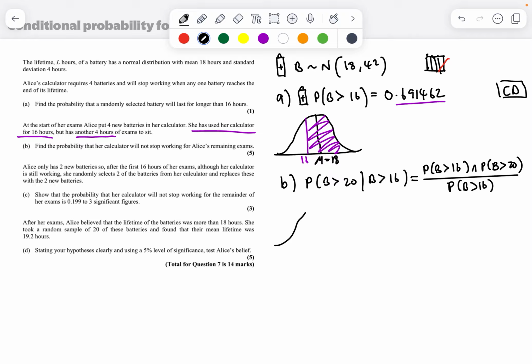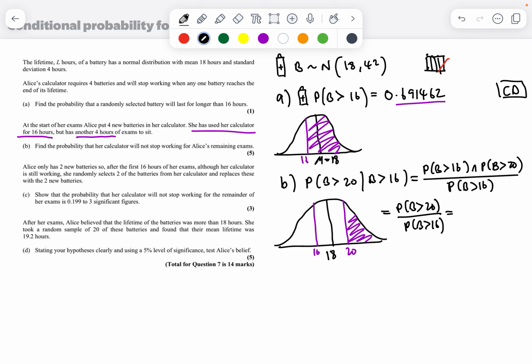So again, let's go back to our bell curve. We've got 18 as our mean. And that means basically this time it's got to be more than 16, but it also has to be more than 20. So where is it more than 16 and more than 20? Well, that's only here. So that means it's the same thing as the probability that the battery life is more than 20 divided by the probability the battery life is more than 16.